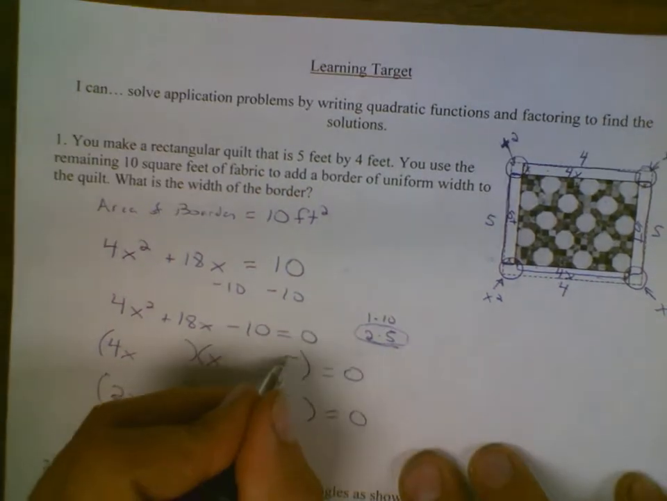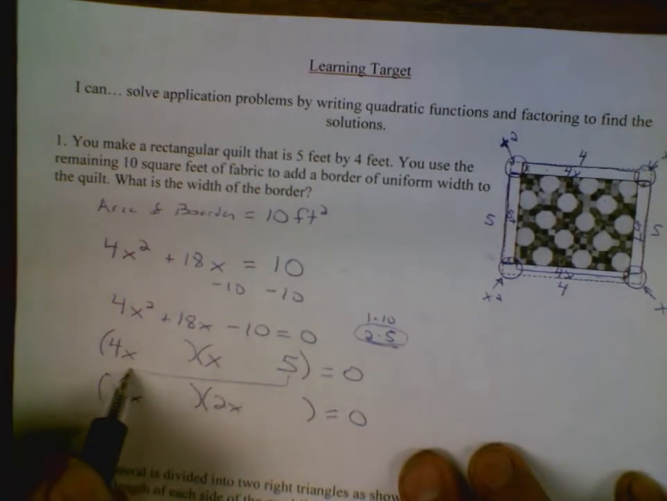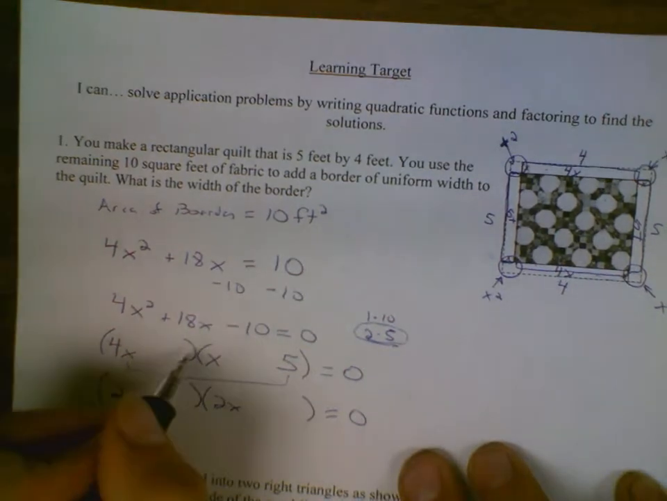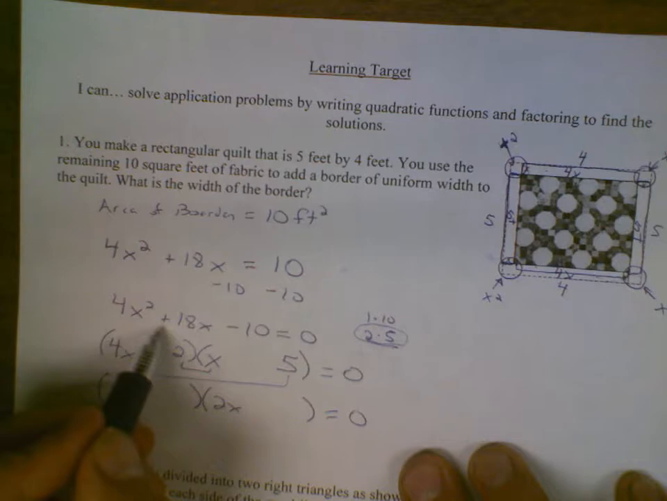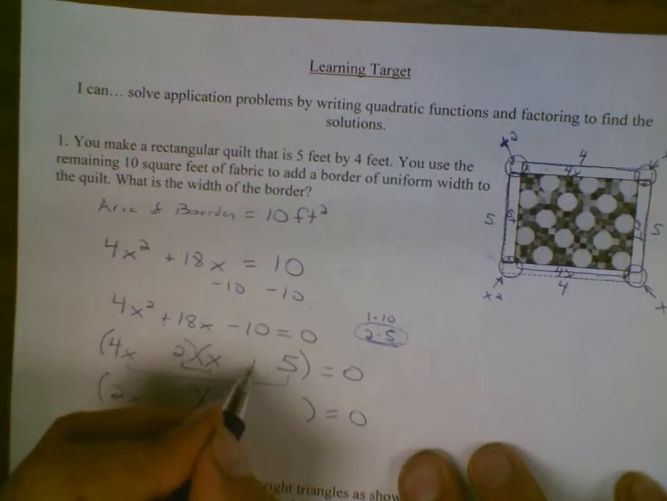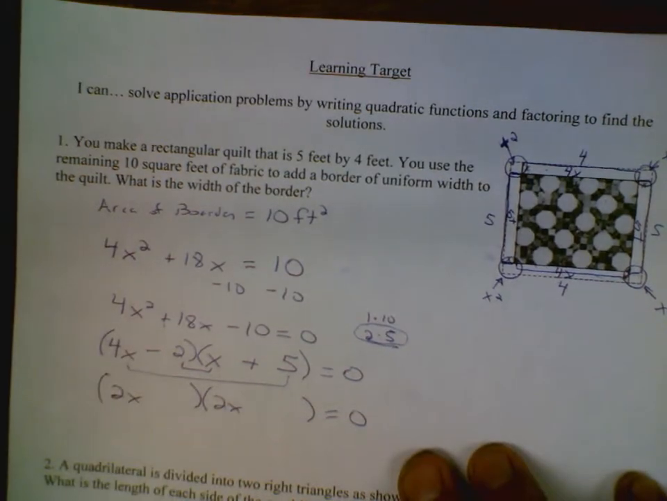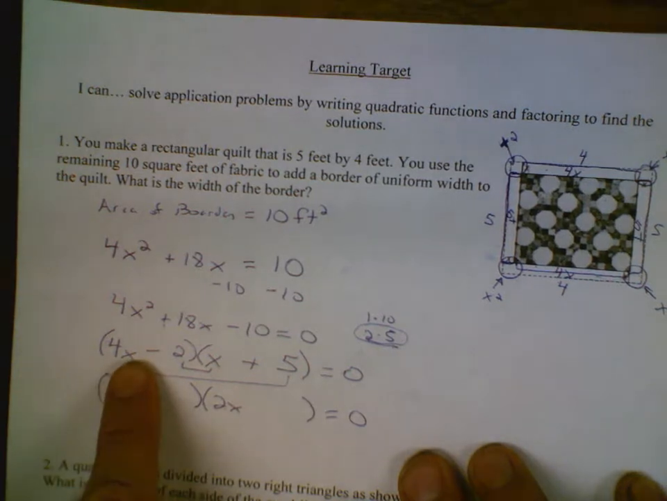So I'm going to put 5 in the last spot, so that gives me 20x, and then I'm going to put 2 in the inside, so that gives me 2x. To get 18 as a positive number, I need the 5 to be positive and the 2 to be negative. Okay, so this is the correct factoring.